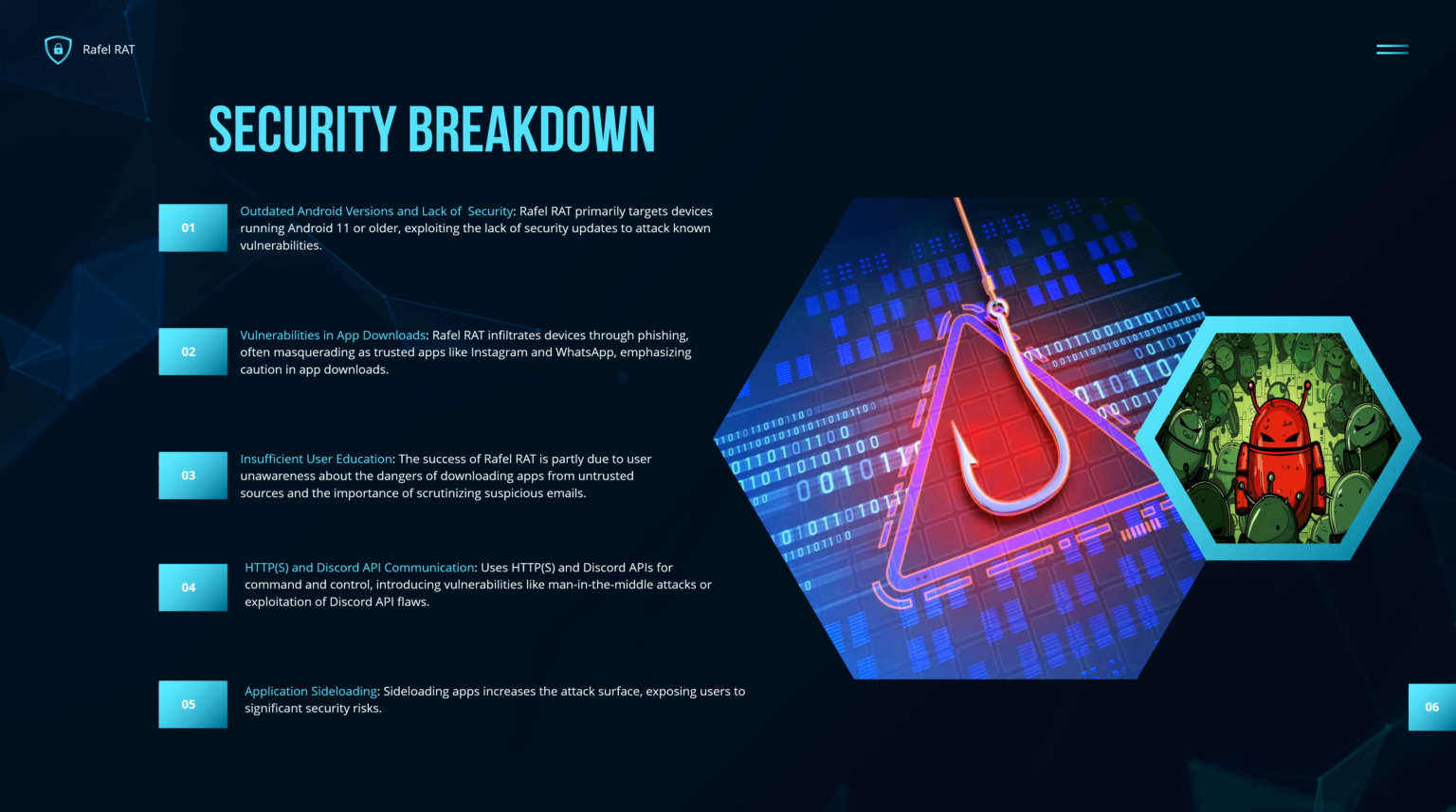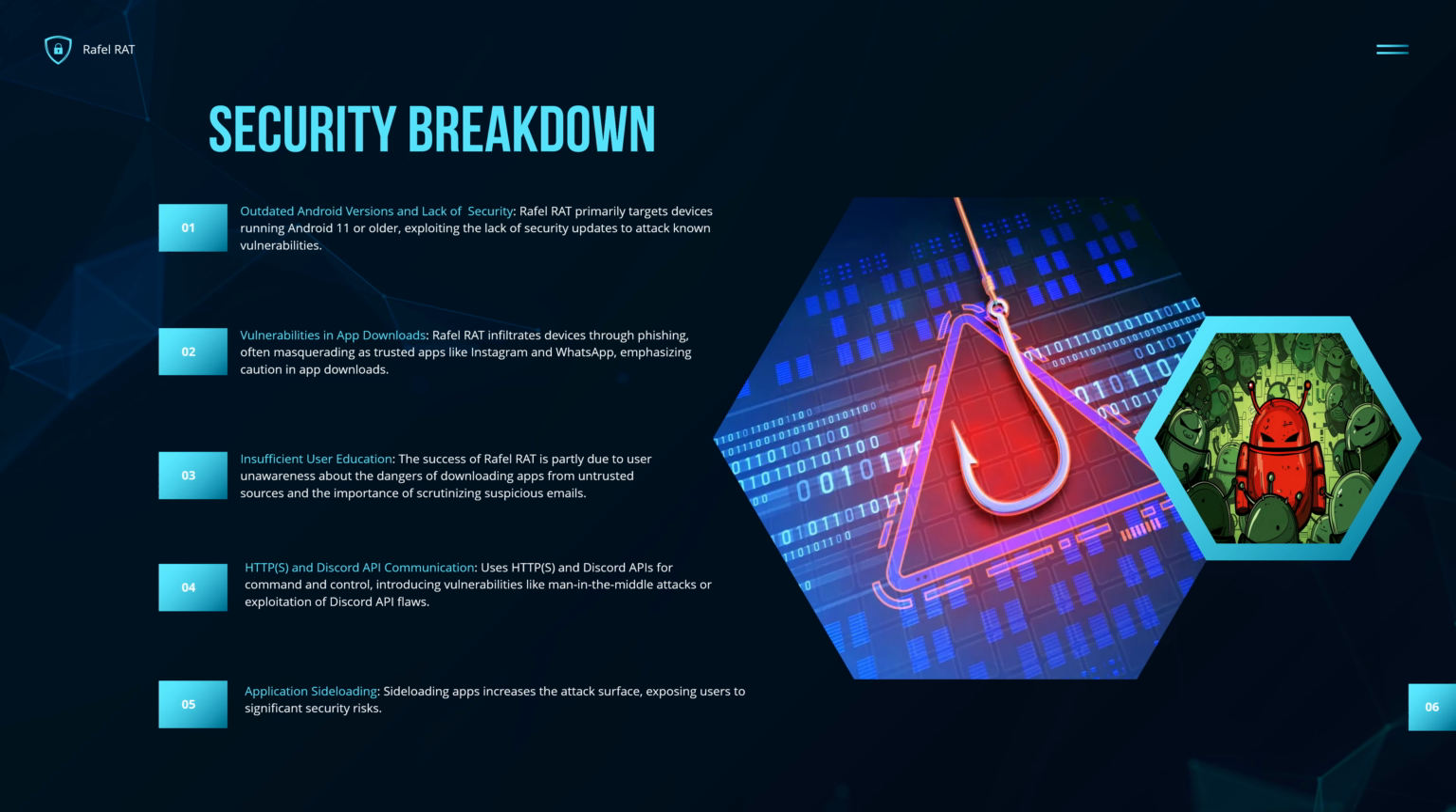Next is vulnerabilities in app downloads. Rafel RAT often infiltrates devices through phishing campaigns, masquerading as trusted apps like Instagram and WhatsApp. This highlights the importance of being cautious when downloading apps, especially from untrusted sources. Insufficient user education also plays a role in the success of Rafel RAT. Many users are unaware of the risks associated with downloading apps from untrusted sources or clicking on suspicious email attachments. This lack of awareness contributes to the malware spread.